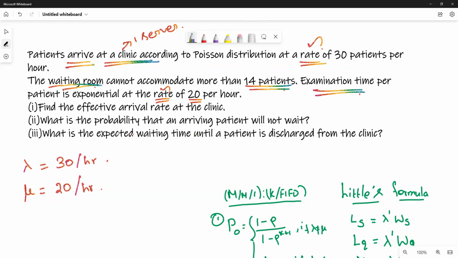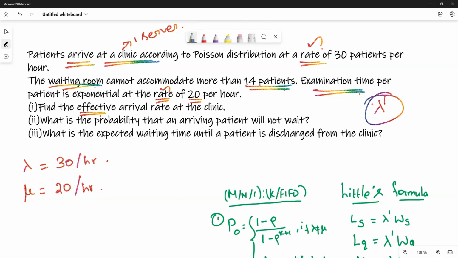Next step. What is the notation for the question asked? First question, find the effective arrival rate at the clinic. Effective arrival rate is being asked. The notation is lambda dash. This terminology, effective arrival, you will use only for the finite capacity model. Whenever the capacity of the system is finite, in that model we'll use the effective arrival, that is lambda dash. That formula varies from model to model.